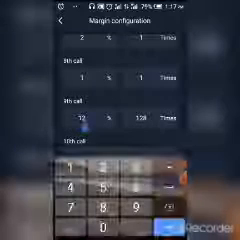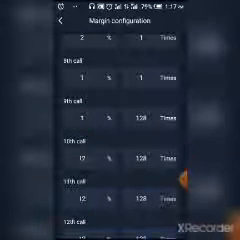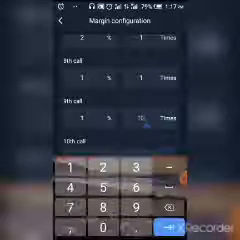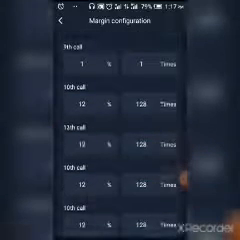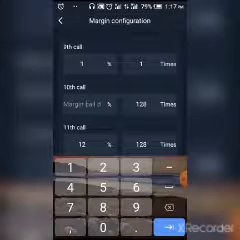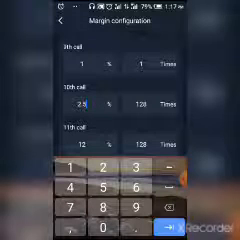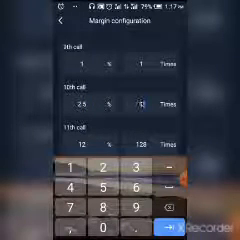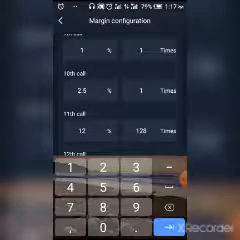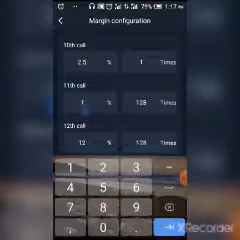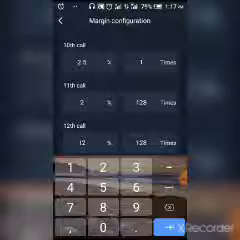If it drops by 1%, buy one time. 10th call, if it drops by 2.5%, buy one time. If it drops again by 2%, buy one time.